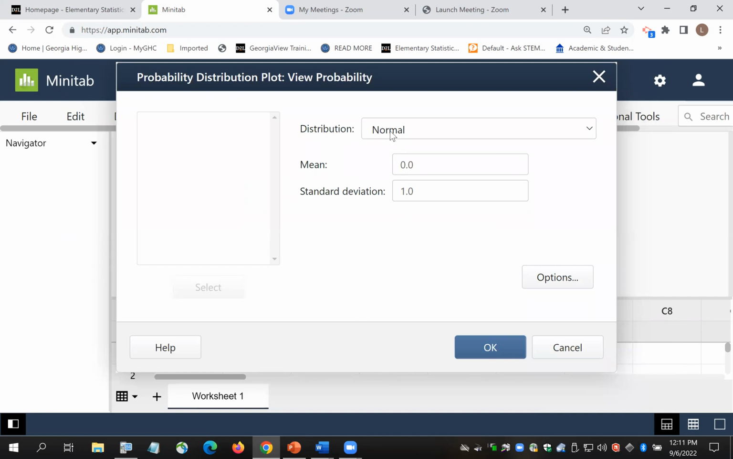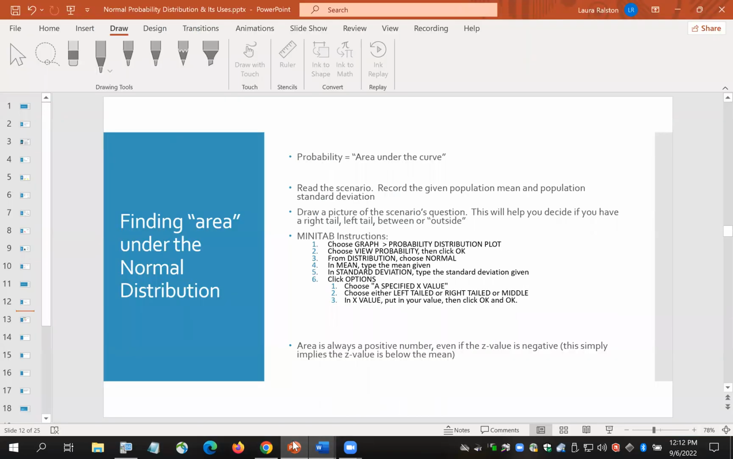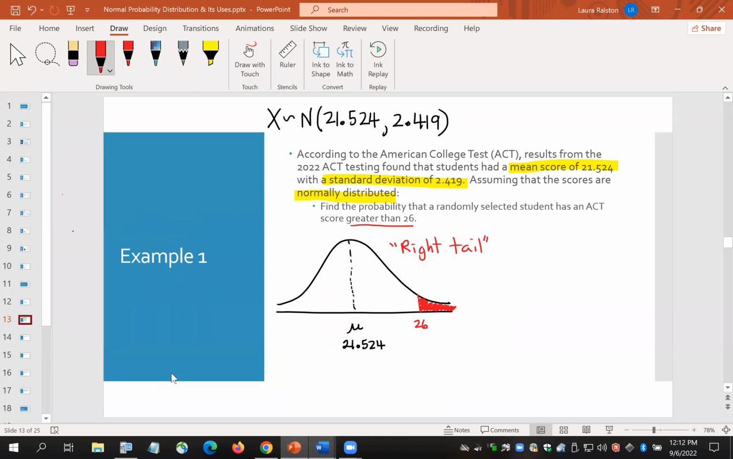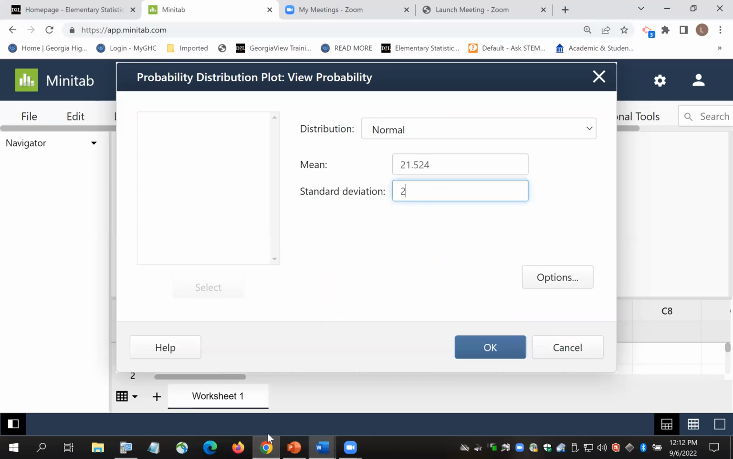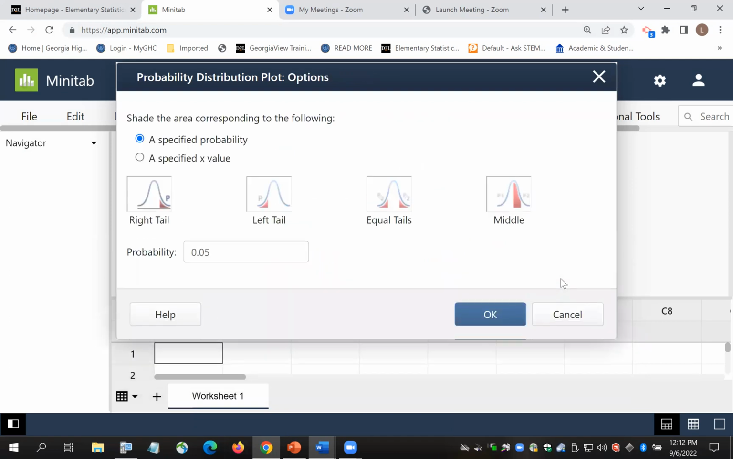My distribution is normal. We're clearly told that in the problem. The mean is 21.524. We're told that in the problem. My standard deviation, I don't remember, but I was told it in the problem. My standard deviation is 2.419. Then we click on options. I've got all my setup. I've told it it's normal, I've given it the mean, I've given it the standard deviation. I'm going to click on options.